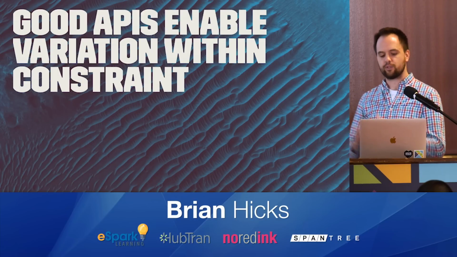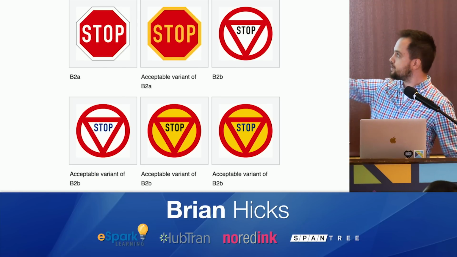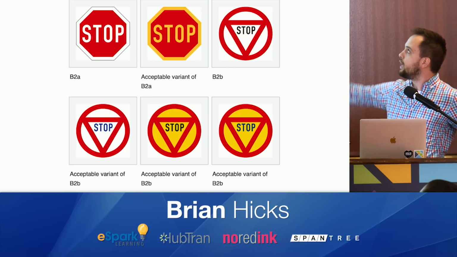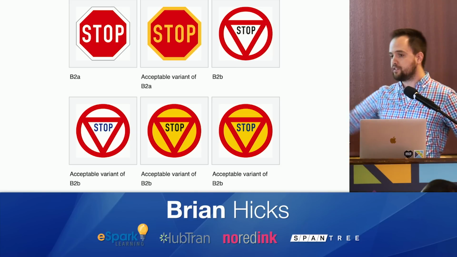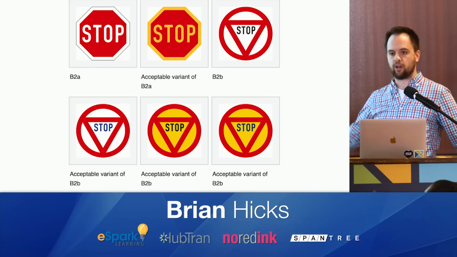They standardize all sorts of road signs, and they came up with these standards. So we have a stop sign, we have an acceptable variant of a stop sign with a yellow background. We have this other common stop sign in use before 1968, which is a circle with an inverted triangle in it. And they all say stop, no matter what it is.